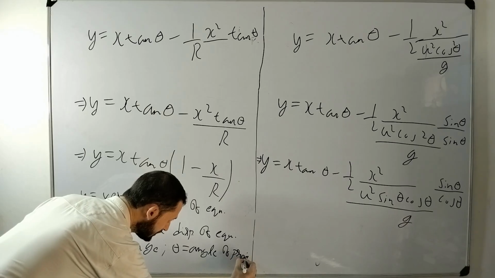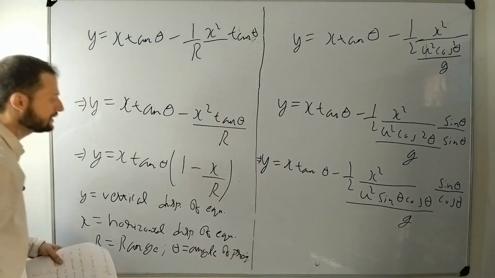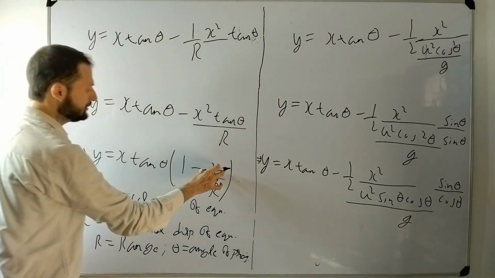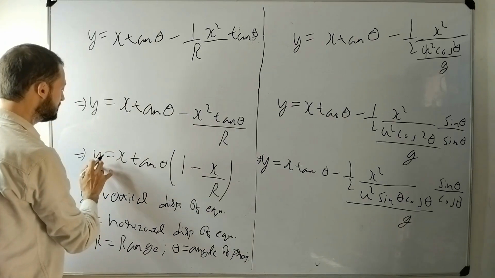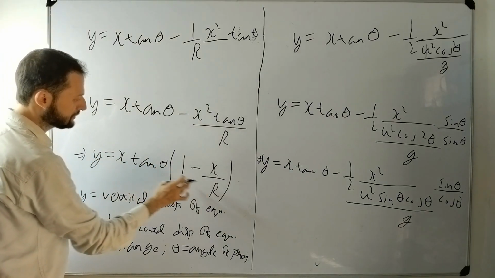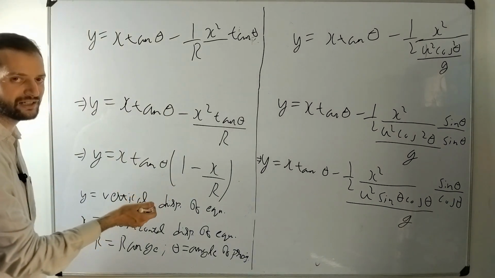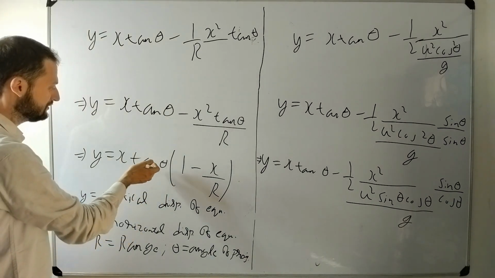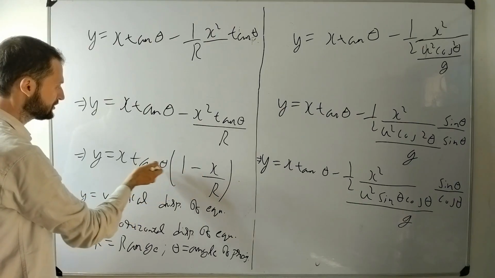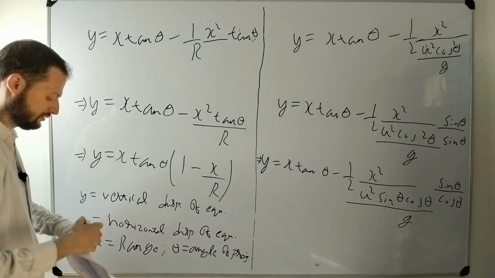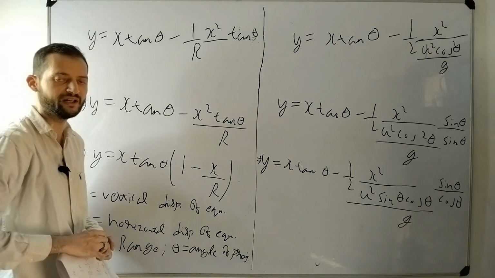So what can you conclude from the lecture? That x is a variable, and y is also a variable, but R and theta are projectile terms. The whole equation is for a projectile, where R and theta are projectile terms, and y and x are the variables. So the lecture has to end here.